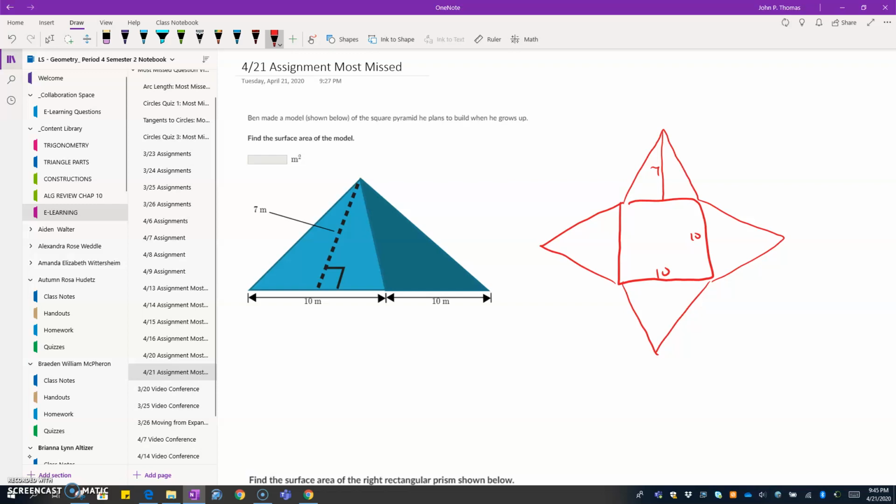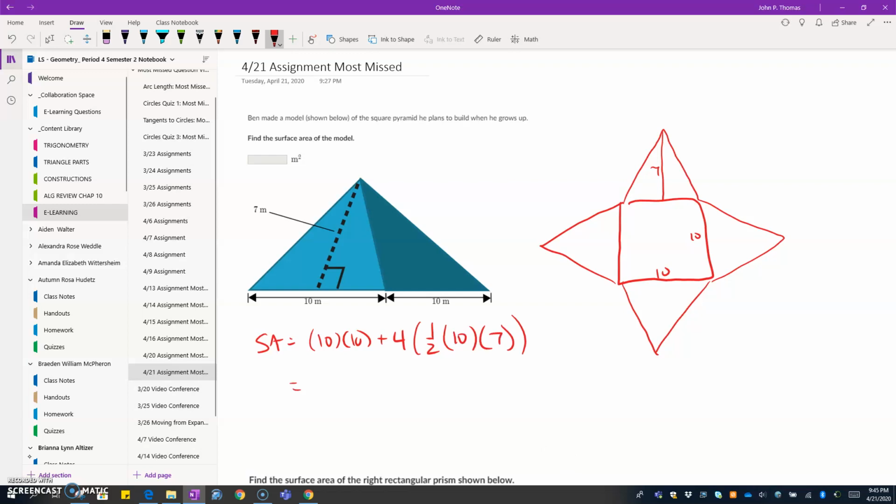All right, so when I look at this, first thing I'm going to do for surface area is start with the area of the base, which is 10 times 10, or 100. Then I'm going to add on 4 of the triangles, and triangles are 1/2 base times height. Our base on these triangles is 10, and our height is indicated as 7.